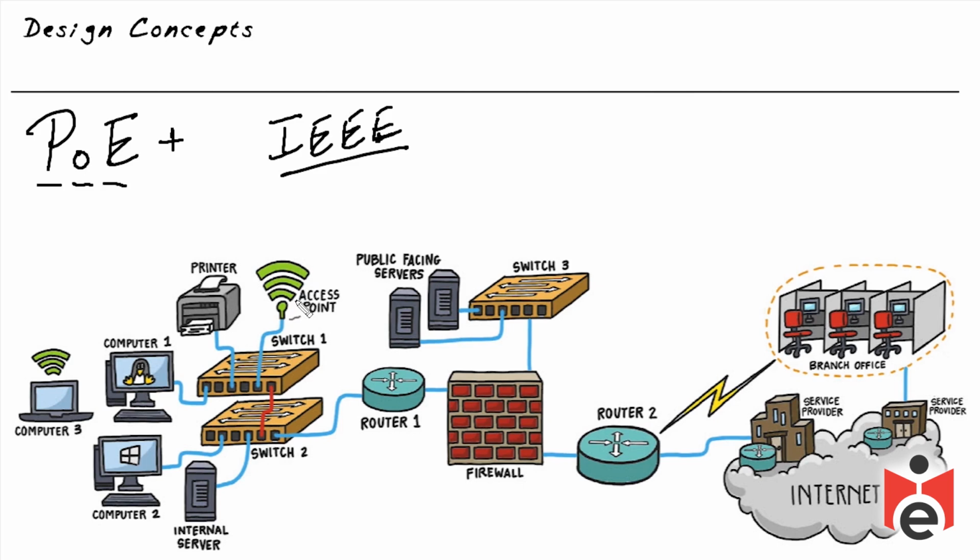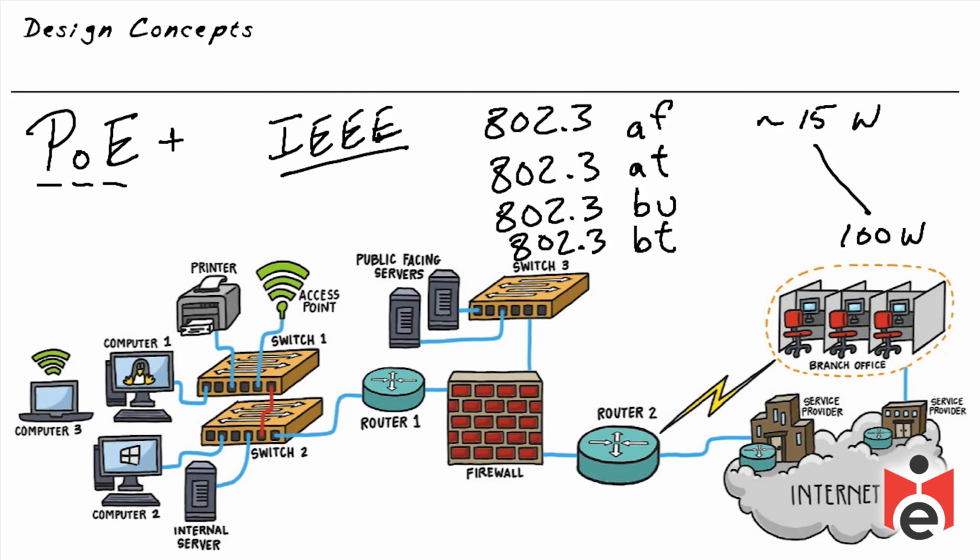And besides access points, there's lots of other potential opportunities for power over Ethernet devices, including IP telephones, IP-based cameras, or other devices that need power that can receive that power over the cable. And some of the standards from the IEEE regarding power over Ethernet include 802.3af, at, bu, and bt.